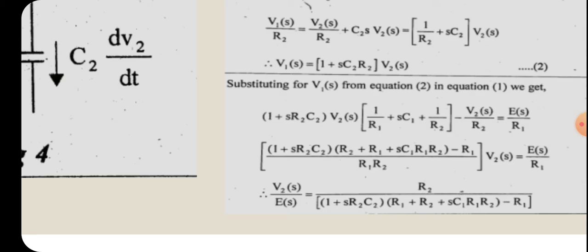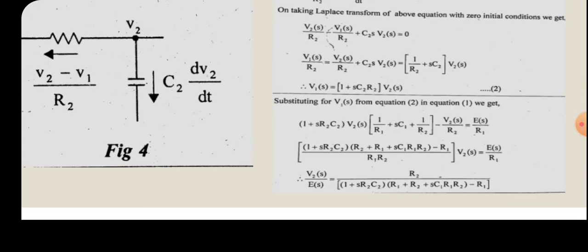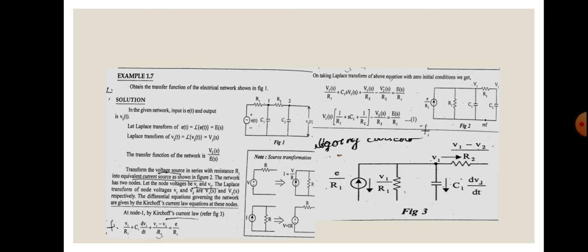In this equation what we are asked to find out is output divided by input, that is V2 of S by U of S. So we can sort V2 of S and U of S on the left hand side. So we will get V2 of S by U of S will be equal to R2 divided by 1 plus S into R2 C2 into R1 plus R2 plus S C1 R1 R2 minus R1. So this is the transfer function equation. So we got the result of the question.